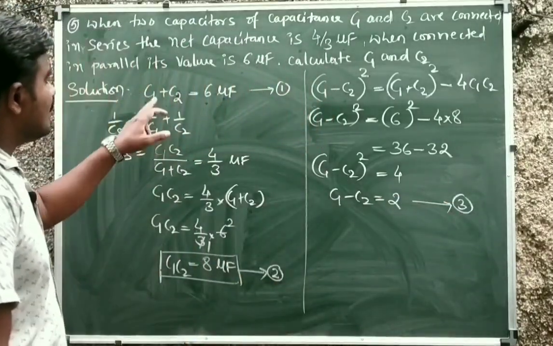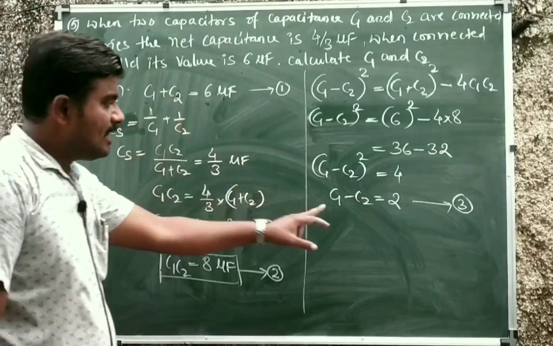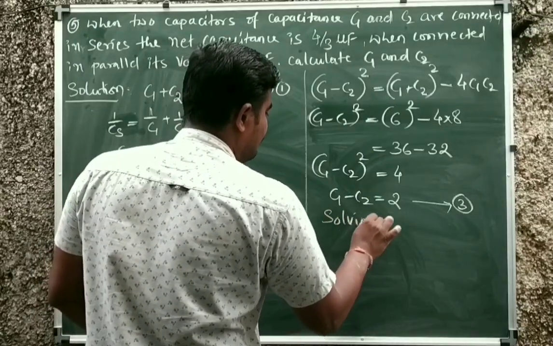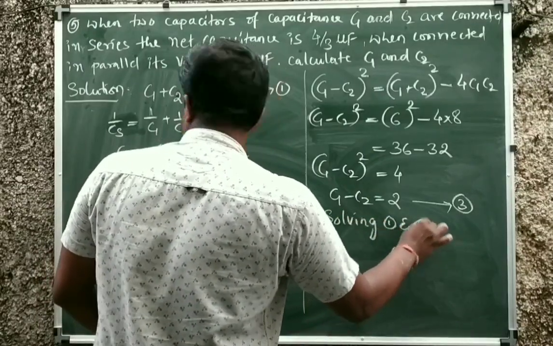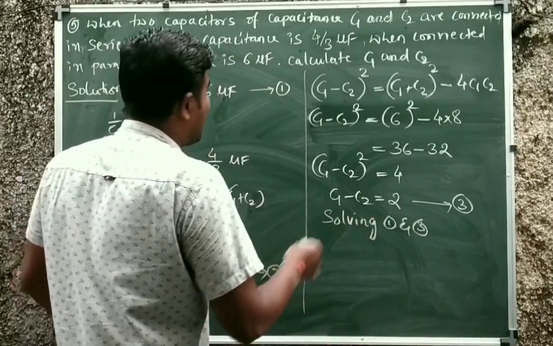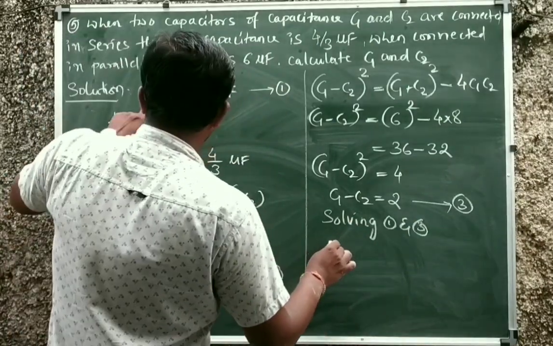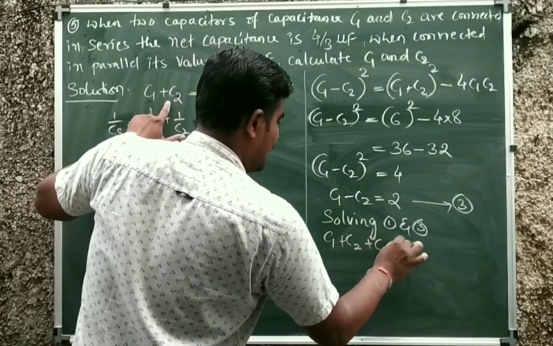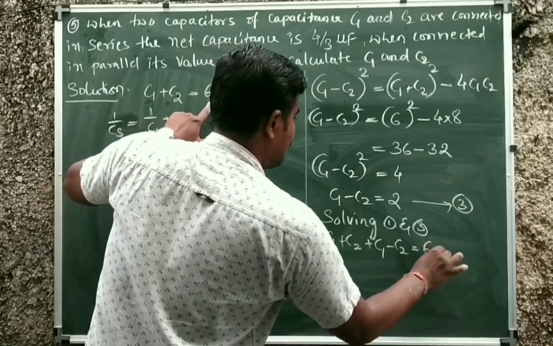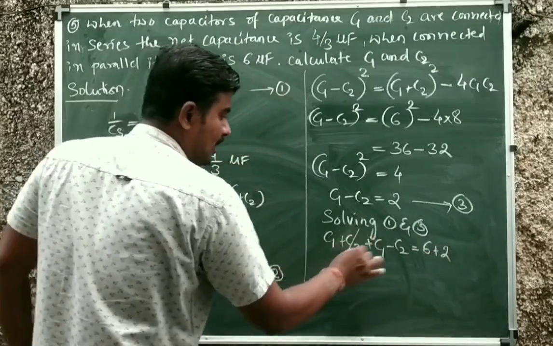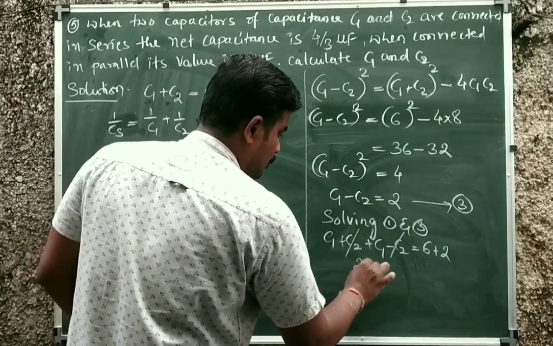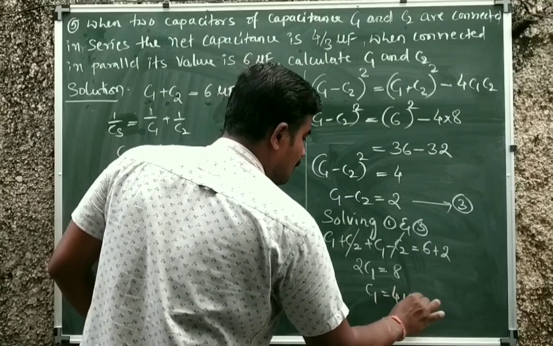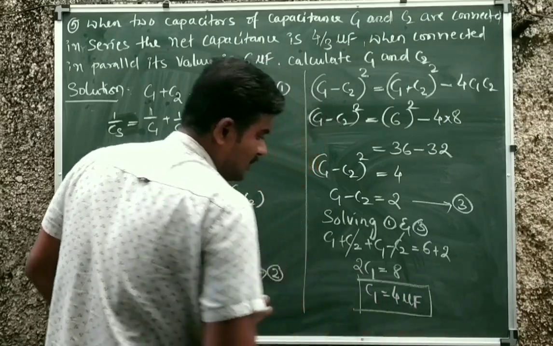Okay. So see here, C1 + C2 is equal to 6 microfarad, and C1 − C2 is equal to 2. Therefore, solving equations 1 and 3. So C1 + C2 plus C1 − C2 is equal to 6 plus 2. I have added here, C2 gets cancelled. So C1 plus C1, 2C1, is equal to 6 plus 2, which is 8. Therefore, C1 is equal to 4 microfarad. Now I got the C1 value.